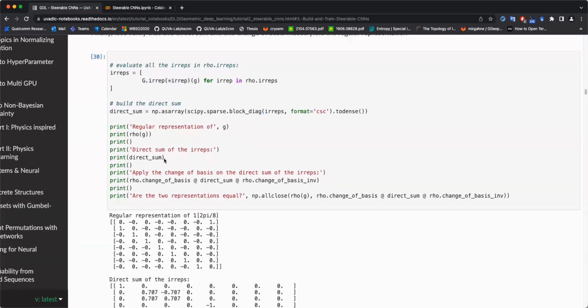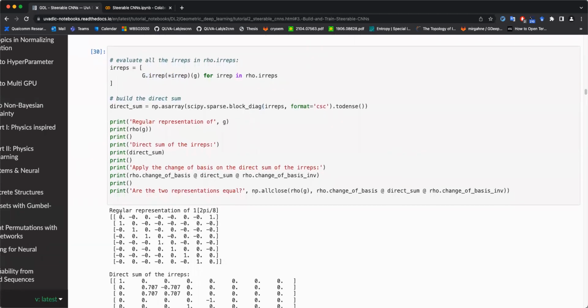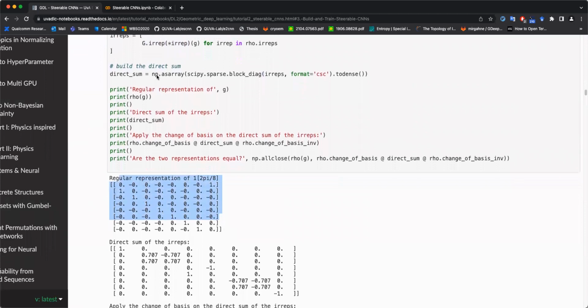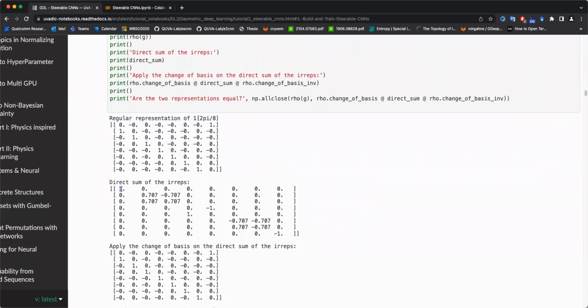And then we can, first of all, check the regular representation. We check this direct sum, which does not have the change of basis yet, and we see it contains all the irreps of different frequencies. So this is frequency 0, this is frequency 1. You can verify this is frequency 2 by actually multiplying this matrix by itself twice. This is frequency 3, which is obtained by multiplying this matrix here 3 times by itself.